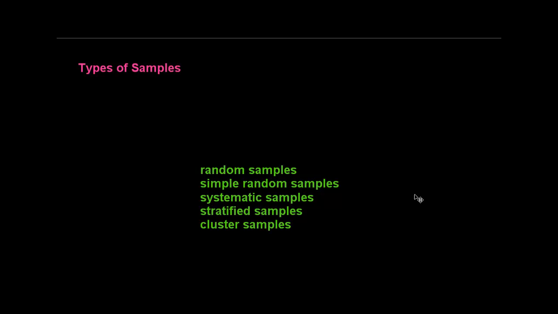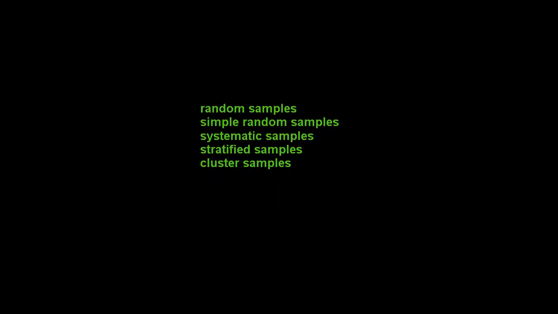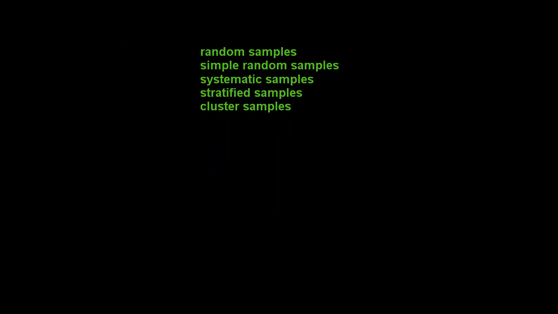In addition to simple random sampling, there are other sampling methods commonly used for surveys. So here's our list. We've talked about random samples, simple random samples, and now we want to focus on systematic samples, stratified samples, and cluster samples.